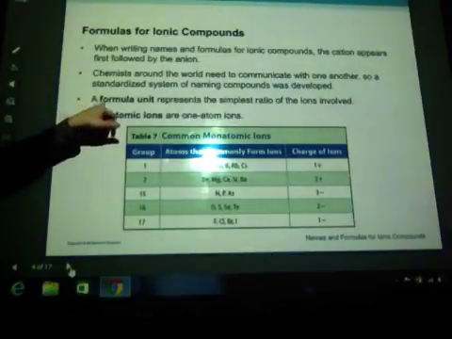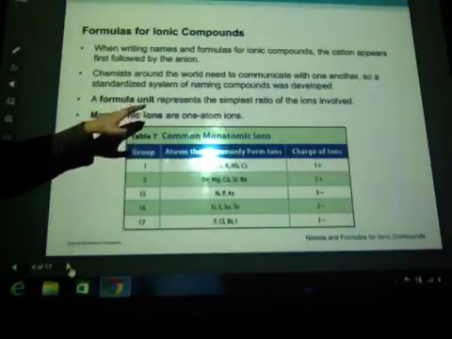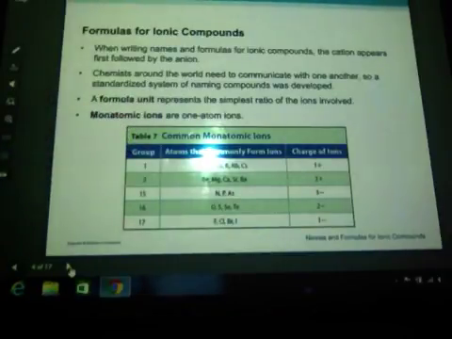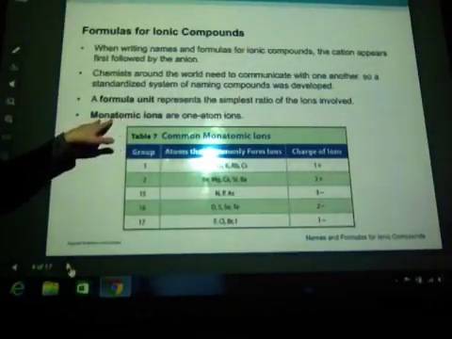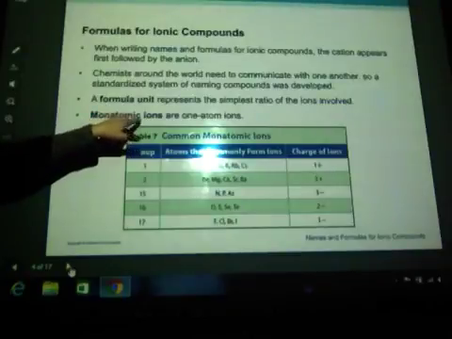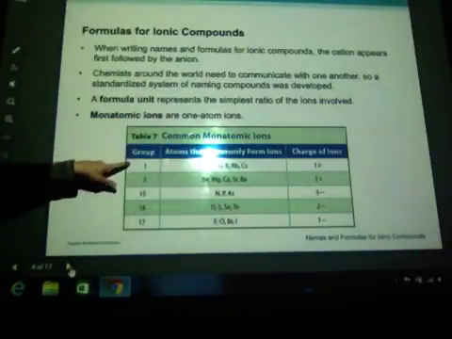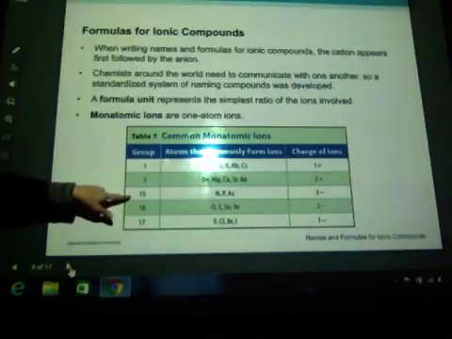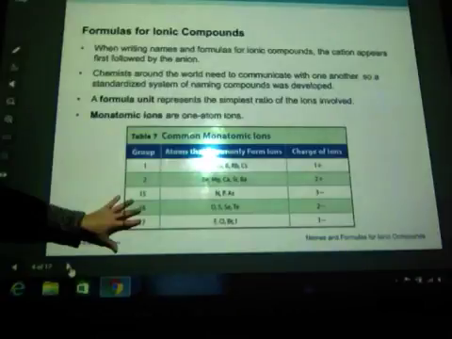So a formula unit represents the simplest ratio, often just called the formula. When I'm talking, I'm going to say formula. I'm not going to say formula unit, but it means the same thing. And then monatomic, mono means one. So monatomic ions are one-atom ions. Groups 1, 2, 5A or 15, 16, 17. These we've looked at several times already.